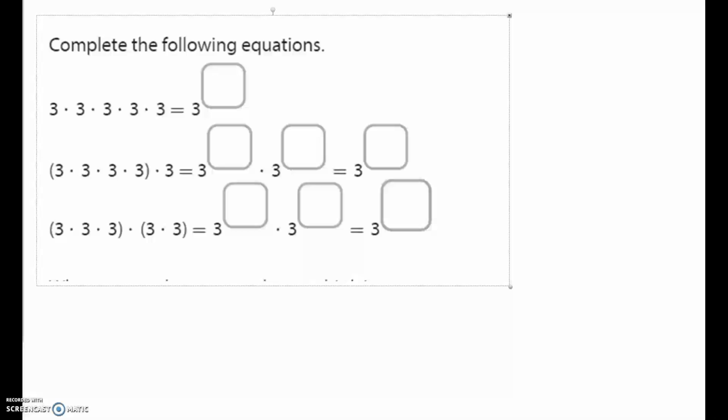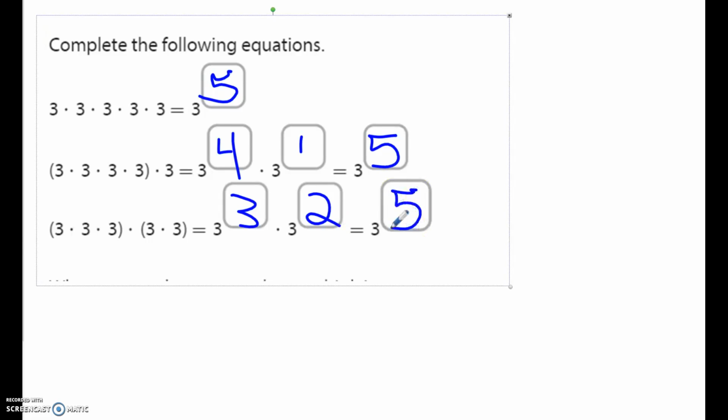Let's take a look at these patterns. I have 1, 2, 3, 4, 5 3's being multiplied, so that must mean my exponent is 5. And now it looks like I have some grouped. So I have 4 grouped together and 1 by itself. But how many 3's do I still have? I have 5. This one I have 3 3's grouped together, 2 3's grouped together, and all together I have 5.